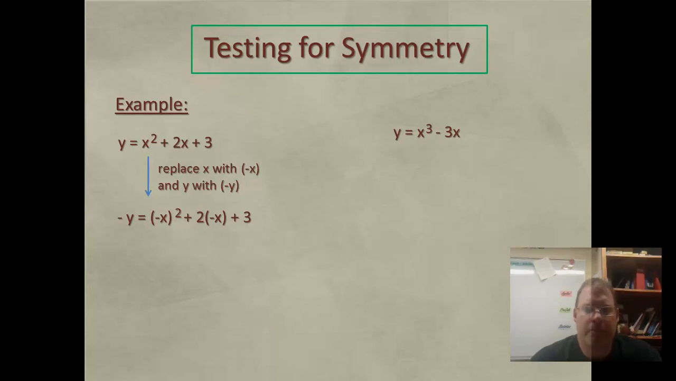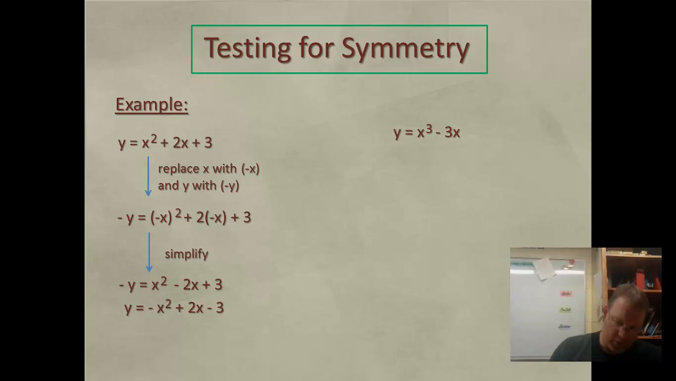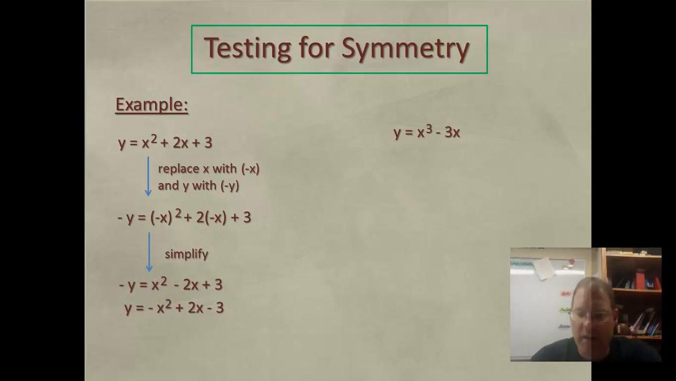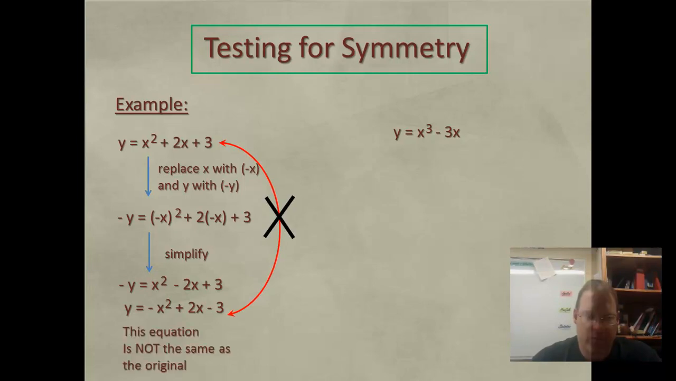If I simplify it, it looks like this. Now, I generally do not like to leave an equation with a negative y equals. So if you notice, I took this first equation and changed the sign on everything. So the negative y becomes positive, positive x squared becomes negative x squared, and so on. Now, how does that equation compare to the original? It's different. Therefore, that particular equation is not symmetric about the origin.